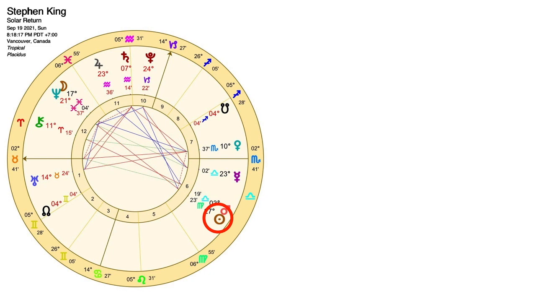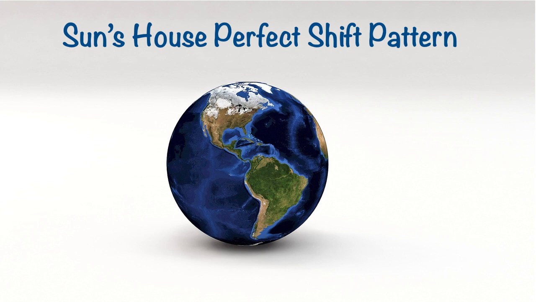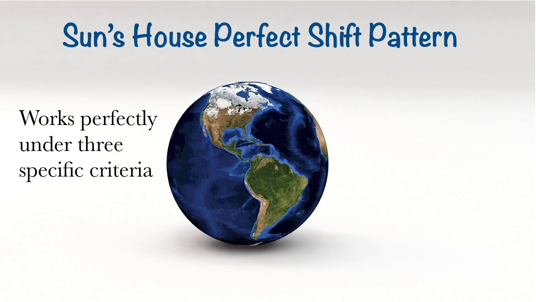So even though again these house cusps are different sizes and so on, ultimately we would expect to see it back again in the 3rd house. So this is slowly cycling through, and the sun is moving ever so slightly through the cadent, and then it will go through the angular, and then it will go through the succedent house positions. So there is a specific way that the pattern shifts, and it works perfectly under 3 specific criteria.